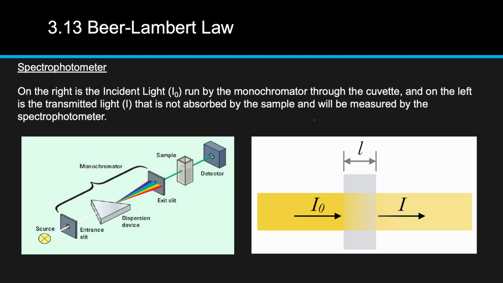In spectrophotometry, the light entering the sample is called the incident light, which is I sub 0. Some of that light is going to be absorbed by the solution as it passes through the cuvette. And then the light that exits on the other side, which is just labeled I, is the transmitted light. So the spectrophotometer measures this transmitted light, and the difference between I sub 0 and I tells us how much light was absorbed, which is then used in Beer's Law to calculate concentration.